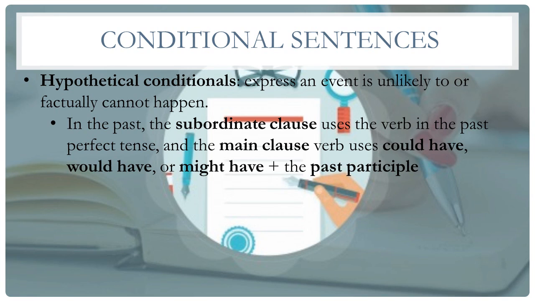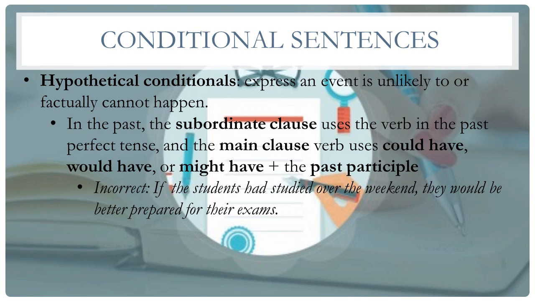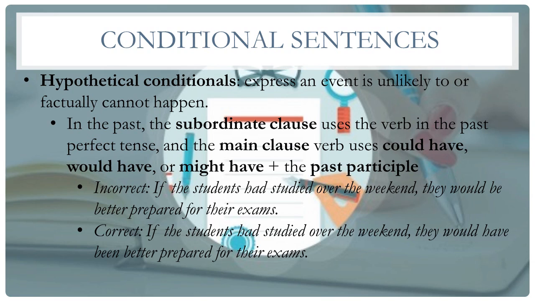So the incorrect example would be, if the students had studied over the weekend, they would be better prepared for their exams. The correct example, of course, is if the students had studied over the weekend, they would have been better prepared for their exams. So here again, the subordinate clause, beginning with if, has the verb in the past perfect tense, had studied, and the main clause verb is made up of would have and the past participle of been.